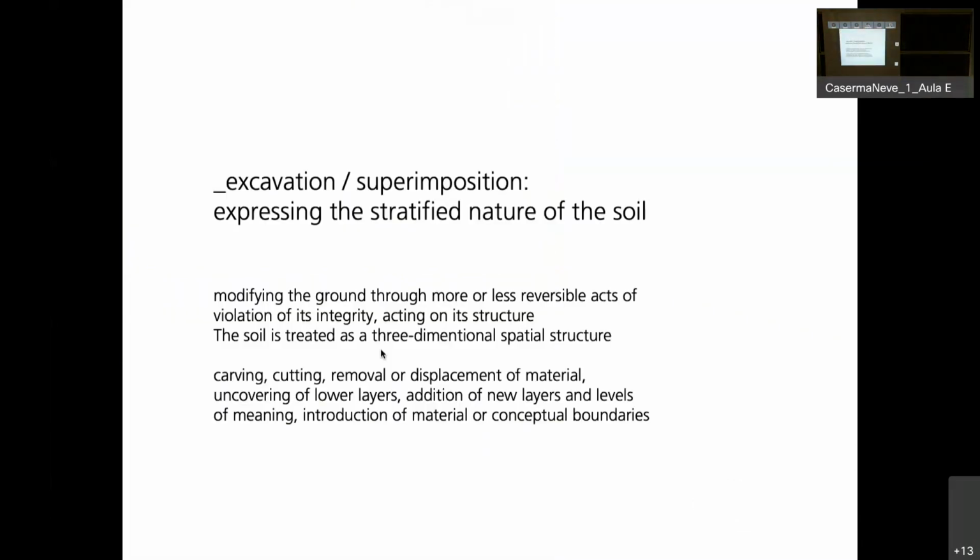So now I introduce the other approach. Maybe we can go a little bit faster on this. It is a little bit different, because I wanted to stress the difference between this more superficial kind of decorative operation and another operation that comes much more from land art and minimalist art, that is excavation and superimposition. Instead of expressing the plane and putting tension on the surface itself, we are here exploring its stratified nature, the stratification of the soil.